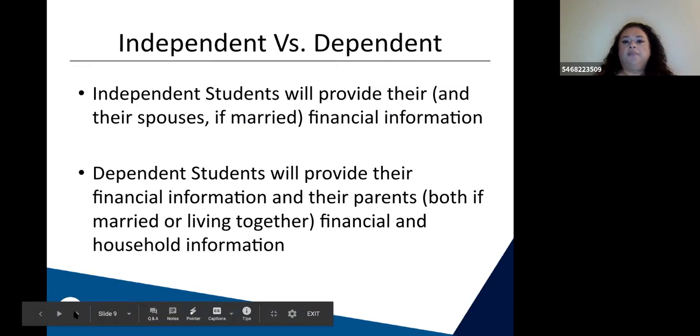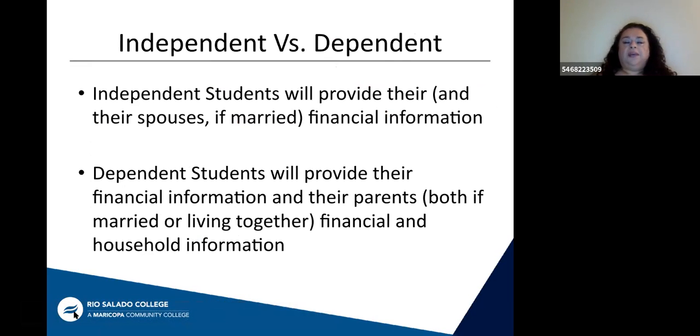Now we're going to talk about independent versus dependent. An independent student will have to fill out their FAFSA for themselves and their spouse. If you're married at the time that you complete your FAFSA, even though you and your spouse didn't file taxes together the prior year because you weren't married, you still have to include your spouse's taxes. Whatever your marital status is at that point, that's what you want to include.